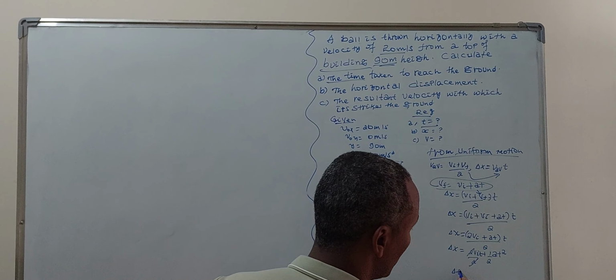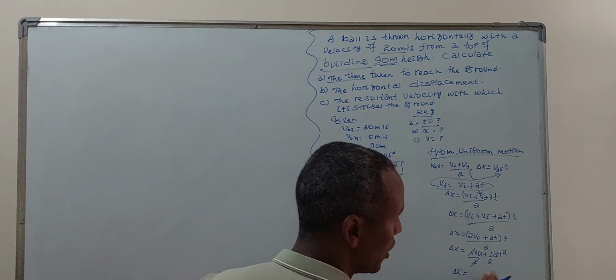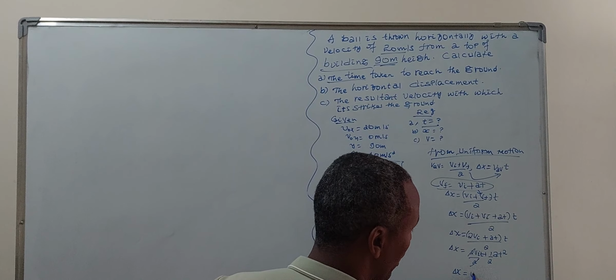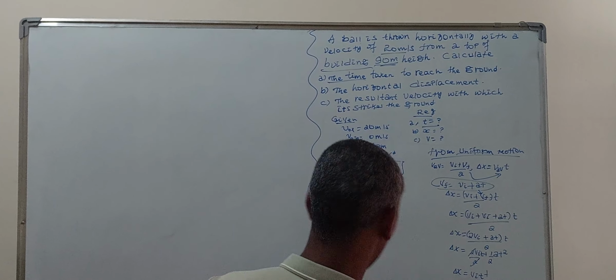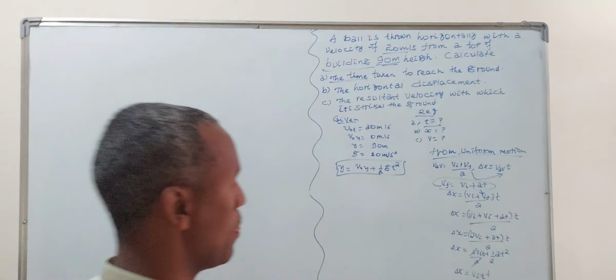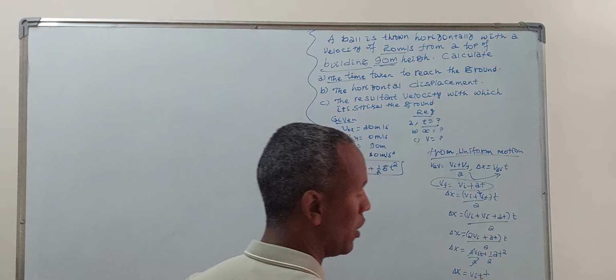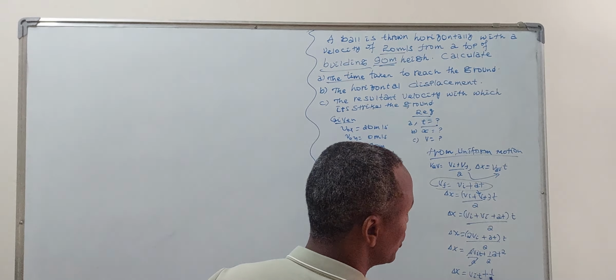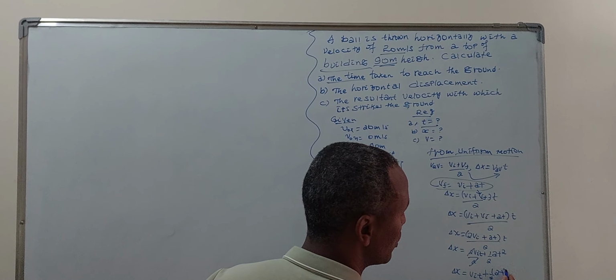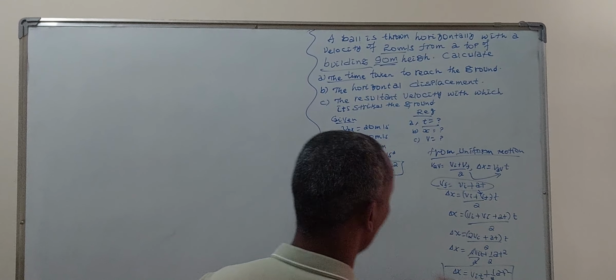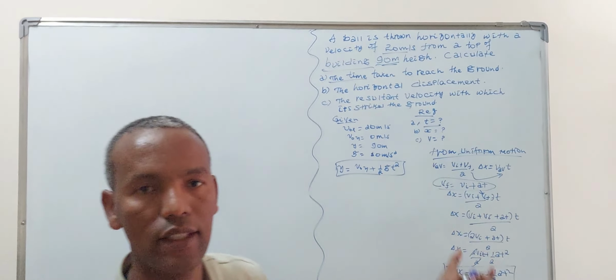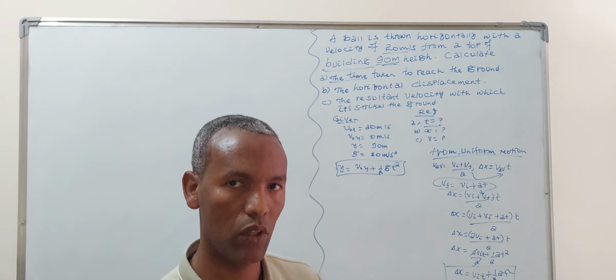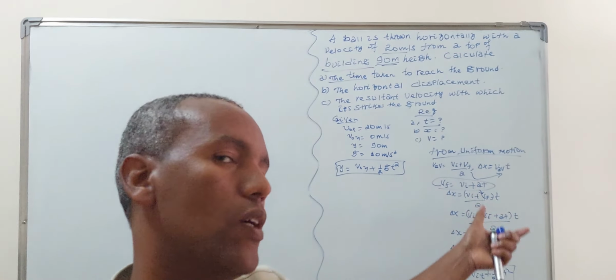So change in x is equal to initial velocity times time plus 1 upon 2 a t squared, right? You can derive this equation using this uniform motion equation. Basically, this is a kinematics equation, right?